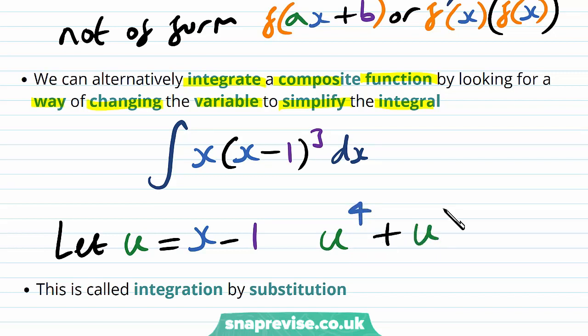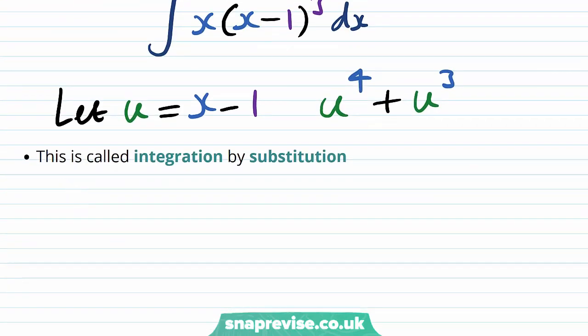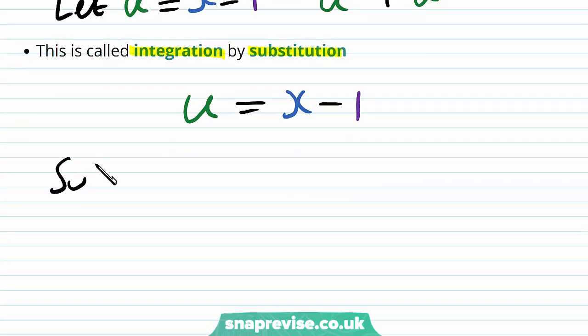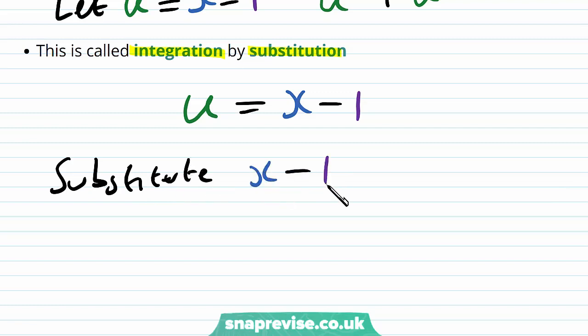And it turns out that we can then integrate with respect to u, and these are just terms of a polynomial, which are very easy to integrate. This process is called integration by substitution. We substitute u for x. U is equal to x minus 1 in this case. Instead of writing x minus 1, we substitute x minus 1 for u.